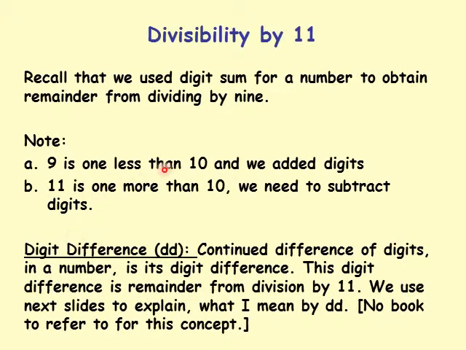So digit sum was the sum of the digits in the number, and digit difference is the difference of the digits in the number, but it's a continued difference. The digit difference gives the remainder from division by 11. So the digit sum is the remainder from division by 9, and the digit difference is the remainder from division by 11. We use the next slides to explain what I mean by digit difference. I have not seen the term in any of the textbooks I have seen. Let's continue here.